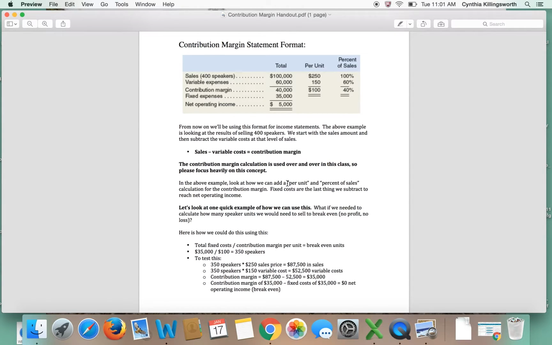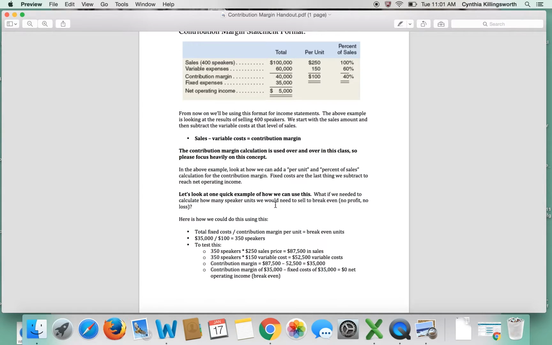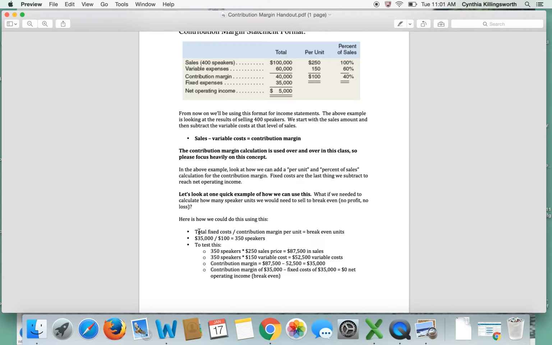So a really important question that we could answer with that is, what if we needed to calculate how many speakers we would need to sell to break even? And a break even is no profit or no loss. This statement will allow us to do that. Look at how this works. So here's the calculation for break even.